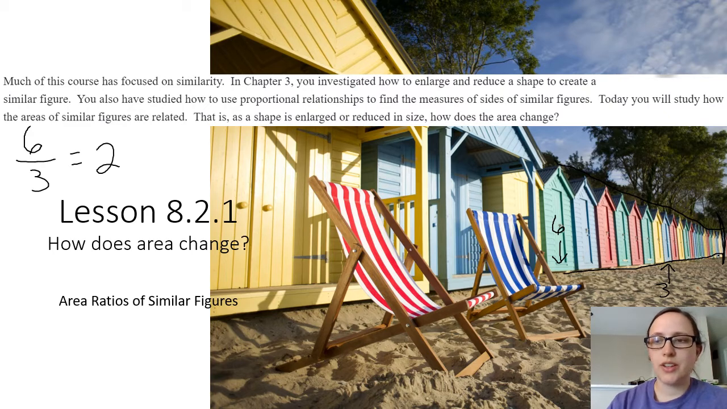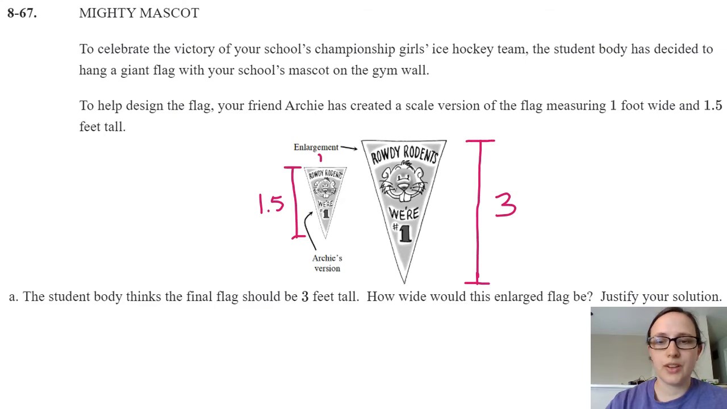All right, so that's a little bit of review from what we did last semester. So let's go ahead and get started. Number 67 is talking about a Mighty Mascot, their school's flag or banner, and they want to design a flag, so they created a scaled down version of the flag that they would like. They said that their flag is 1 foot wide and 1.5 feet tall. So I went ahead and put those measurements on there on Archie's version.